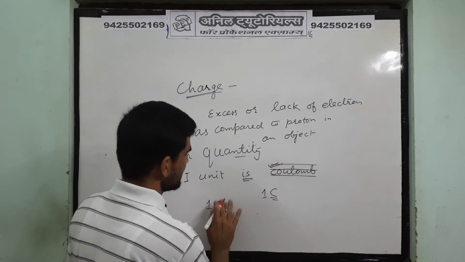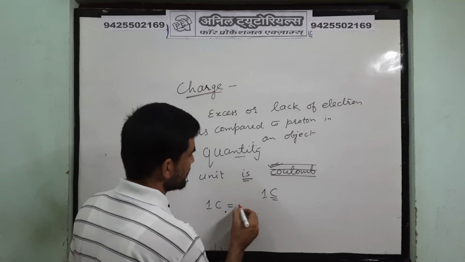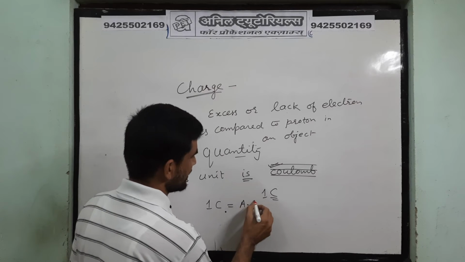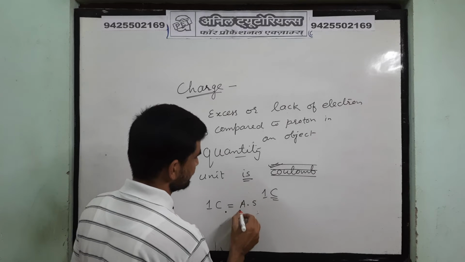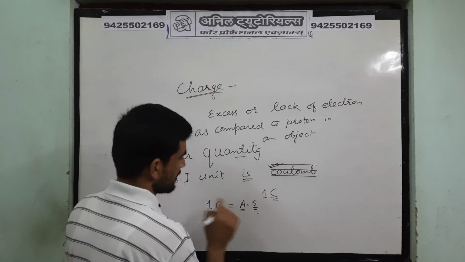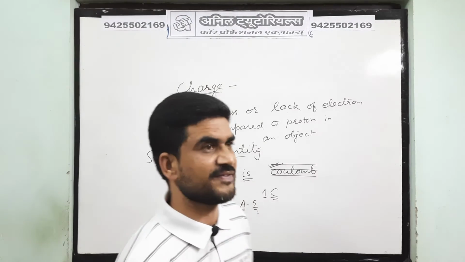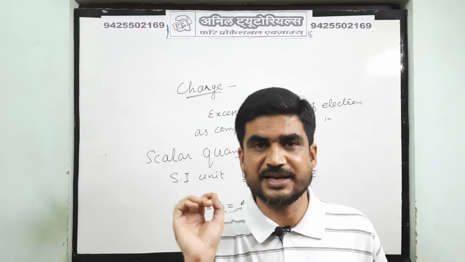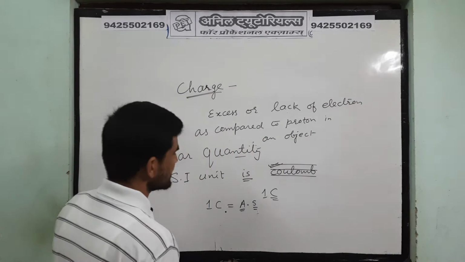Coulomb is derived from current into time. We say ampere into time, second, ampere into second. So 1 coulomb can be defined as 1 ampere second. Clear? So you can take some other units also.